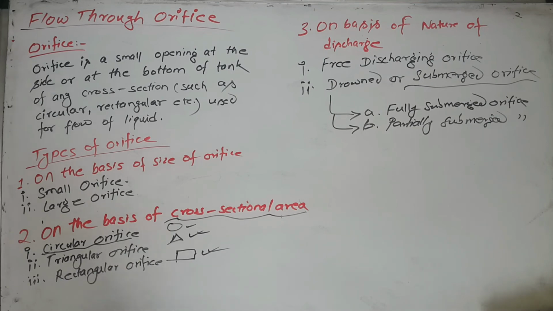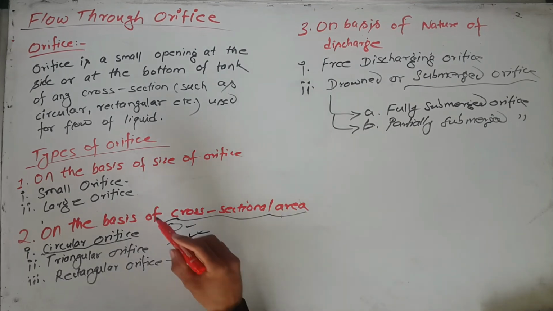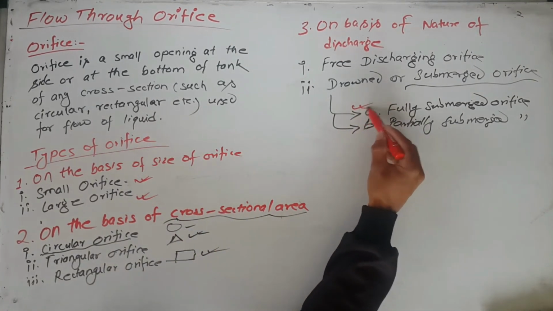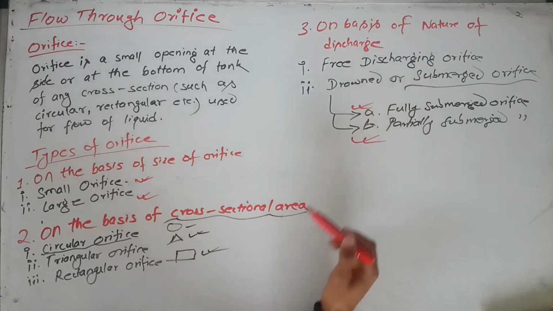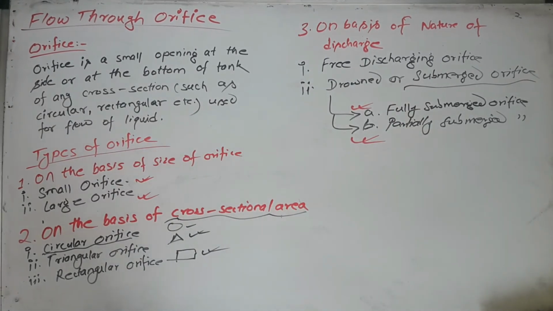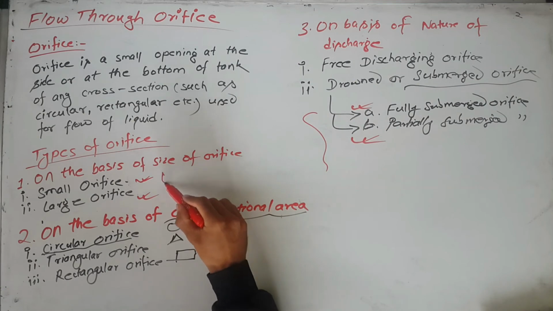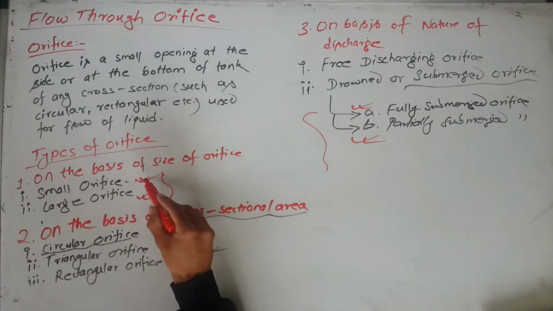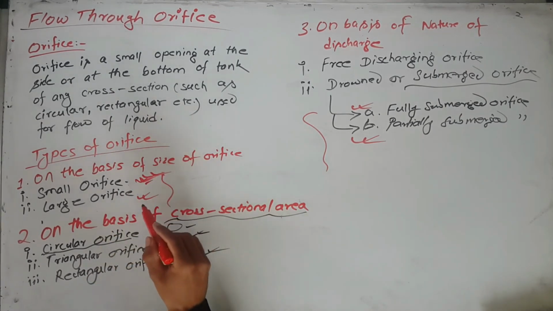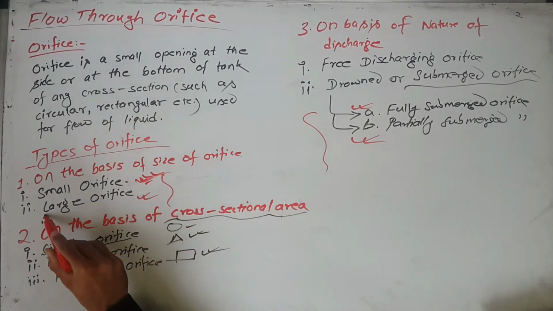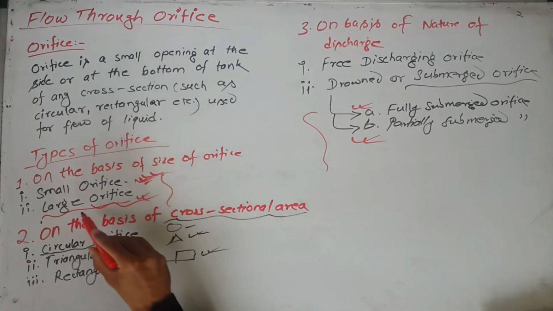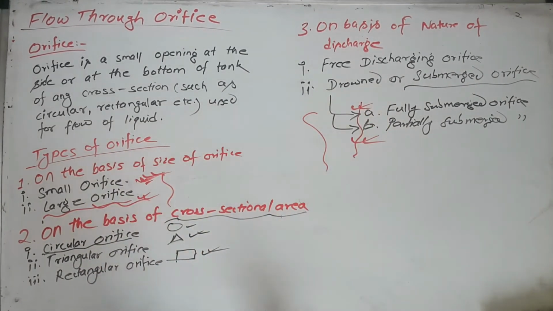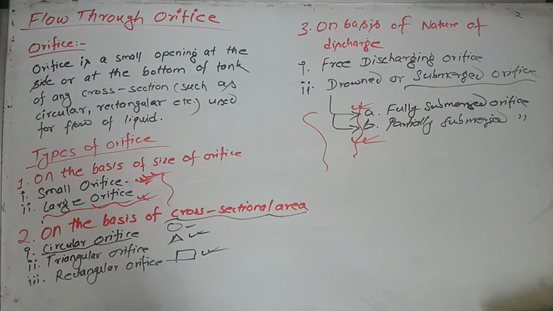We will do the derivation of different types of orifice: this small orifice, large orifice, fully submerged orifice and partially submerged orifice. We will do the derivation of these four types of orifice. Now we will study small orifice in detail and do its derivation. In the next video we will discuss and do the derivation of a large orifice, and after that fully submerged orifice and partially submerged orifice.